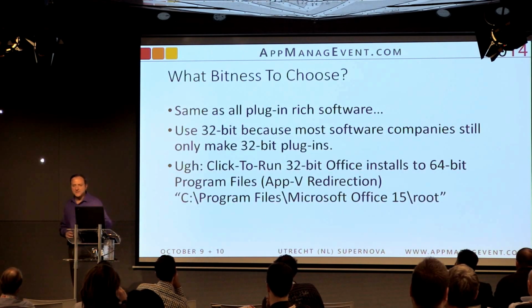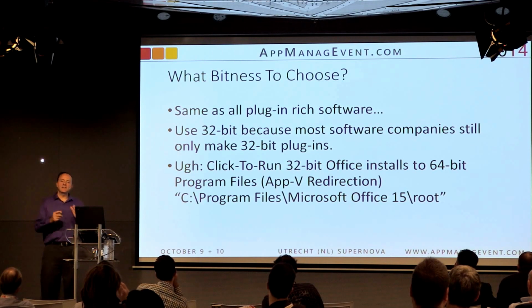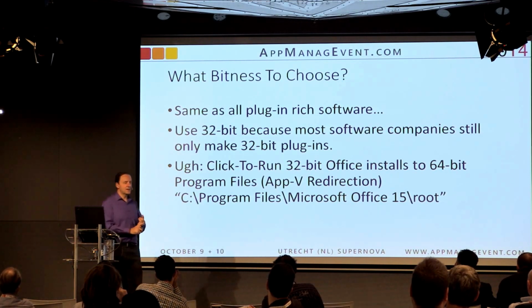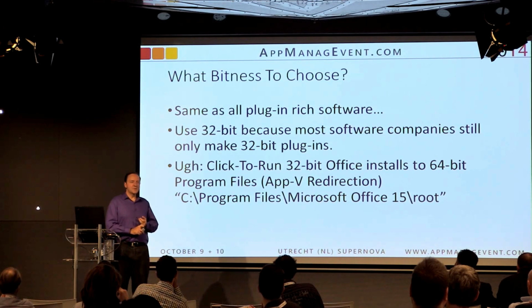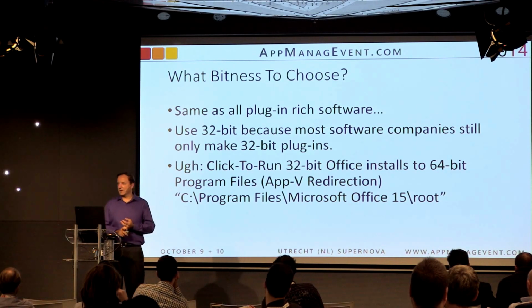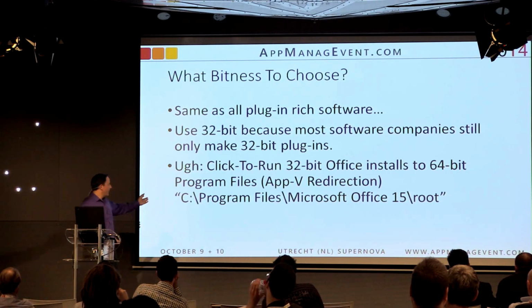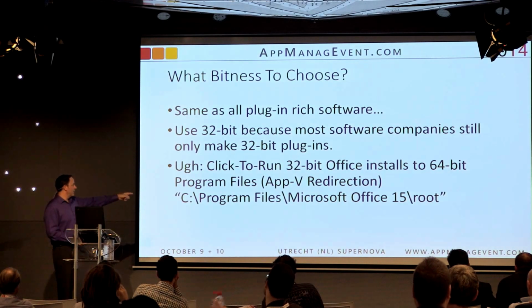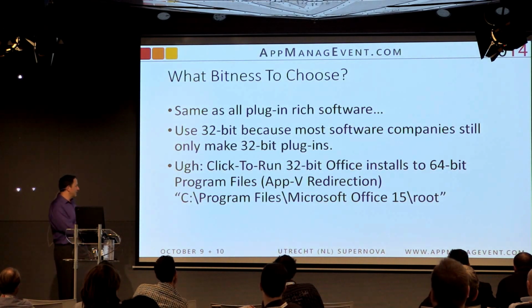What bitness to choose? Same exact story as anything else that's plugin-rich. IE and Office are the 2 big Microsoft products. Your software developers who do plugins are not going to do a 32- and a 64-bit version. They're still supporting 32-bit only customers, so they're going to be doing 32-bit plugins. So you need to do 32-bit Office, 32-bit IE. Unfortunately, the bits for a Click to Run deployment are under this particular folder here.